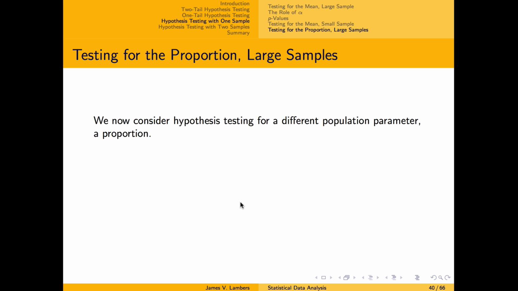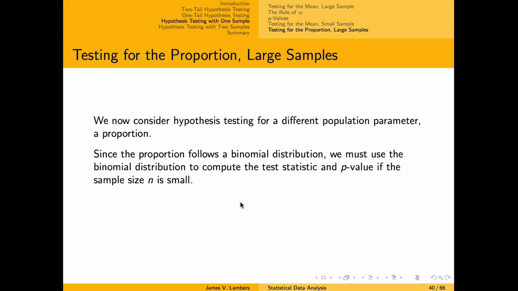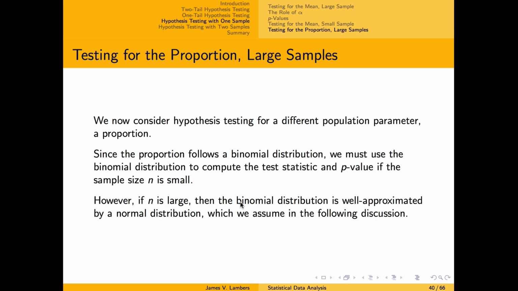Now we turn our attention to hypothesis testing for a proportion. If the sample size n is small, then we must use a binomial distribution to compute the test statistic and p-value, since that is a distribution that the proportion actually uses, and under this condition, it cannot be approximated accurately by a normal distribution. However, if a sample size is sufficiently large, then such an approximation is valid, and this is what we will assume.